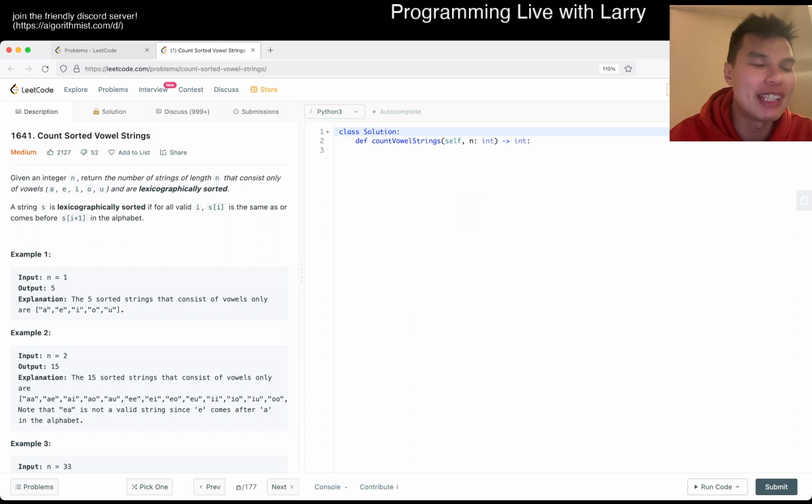So today's problem is 1641, Count Sorted Vowel Strings. Given an integer n, return the number of strings of length n that consist of vowels and are lexicographically sorted. Okay.